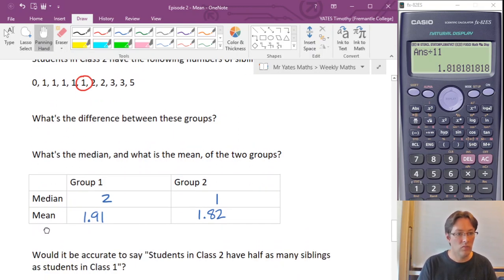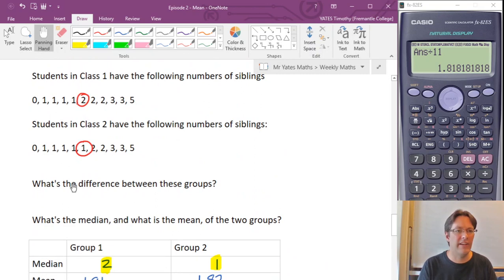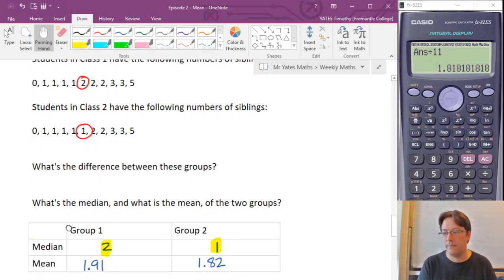So the question we want to ask ourselves is, based on the median here, this is a median of 2, this is a median of 1, is it accurate to say that students in class 2 have half as many siblings as students in class 1? Well, clearly that's not fair to say at all, because there's only one student that has a different number of siblings. And it just so happens to be that they fell on the line for the median.